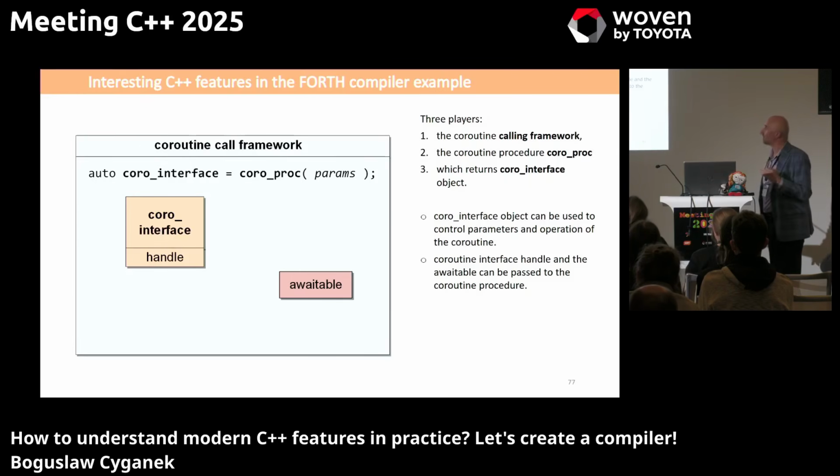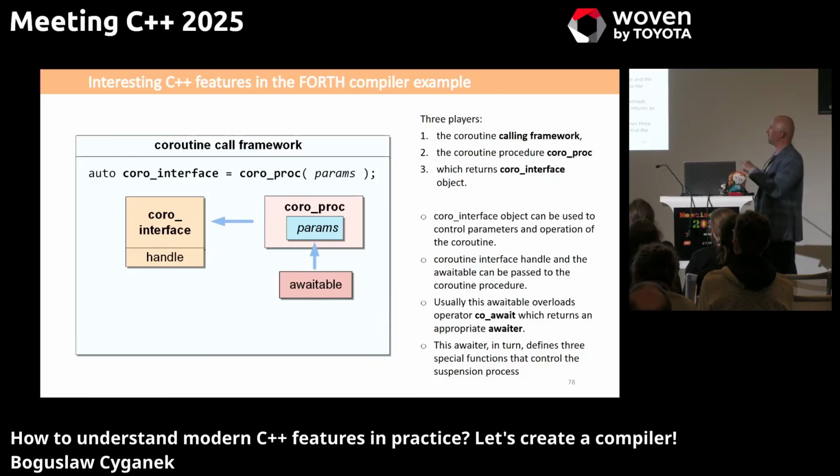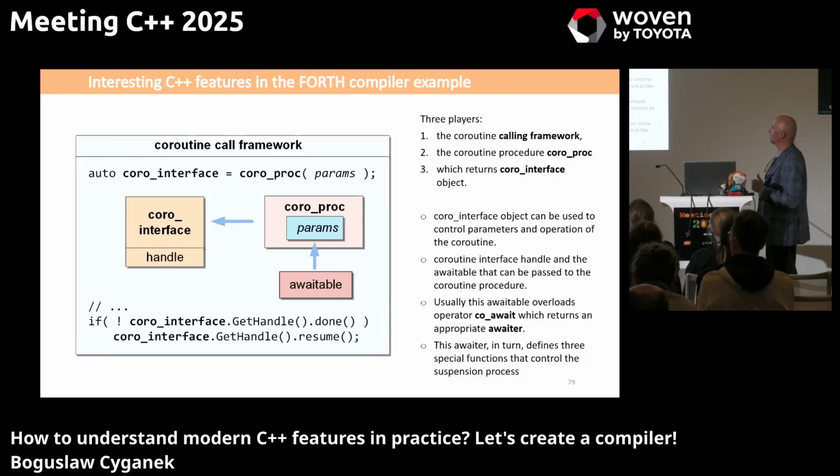There can be an awaitable which can be passed to the coroutine. The coroutine interface handle and the awaitable can be passed, so the promise has access. So here is the way. We have coroutines with parameters. We can pass our own awaitable, and this will control how suspension and resumption operations are going on. But we'll see this later.